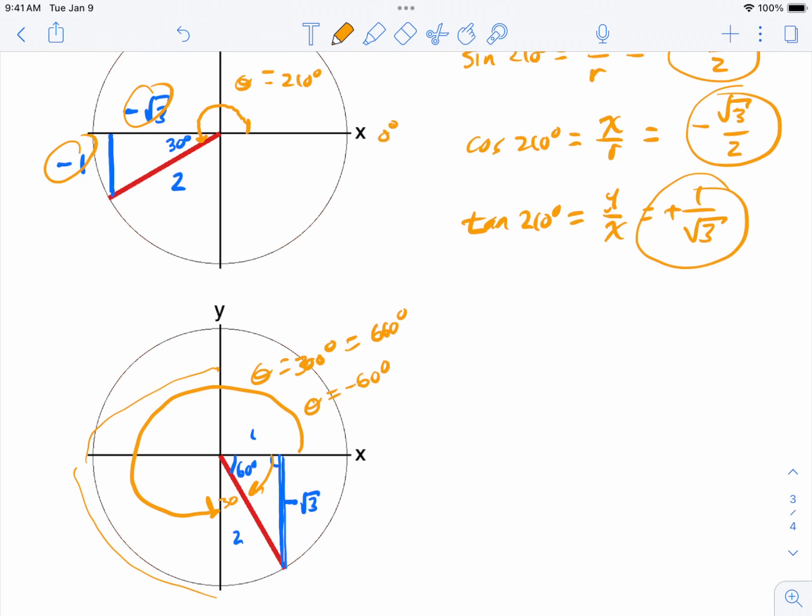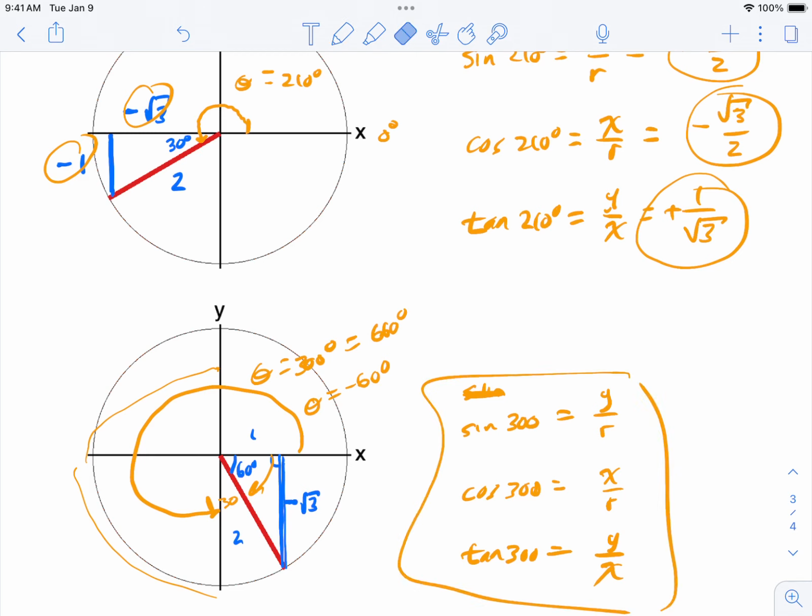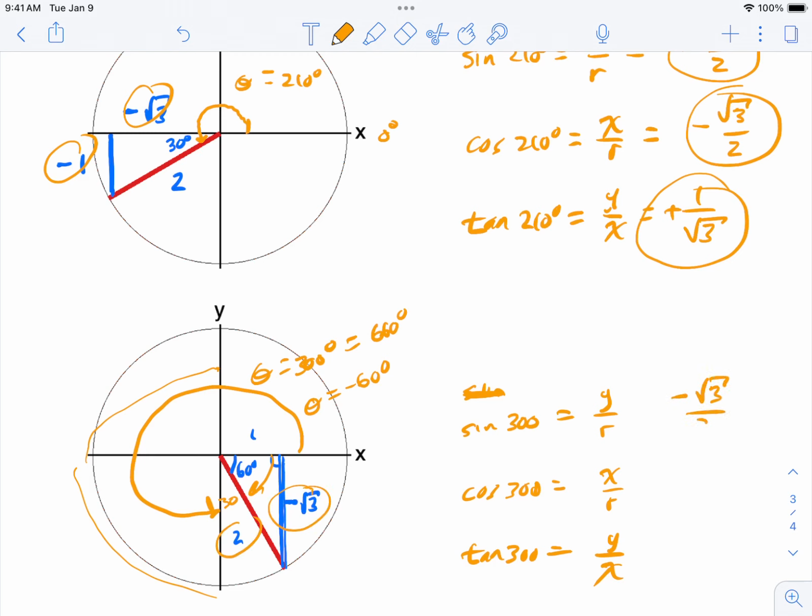So where are we? Oh, we just got to write our trig functions. The sine of 300 is y over r. The cosine of 300 is x over r. And the tangent of 300 is y over x. Okay, these are your brand new definitions. Use them all the way around the unit circle. So y over r in this case is negative root 3 over 2. That would be the sine of 300 degrees.